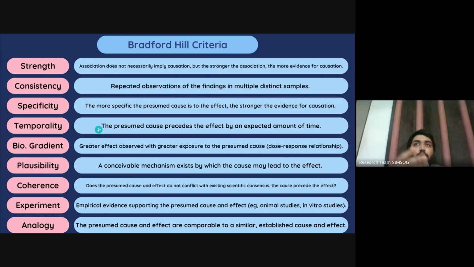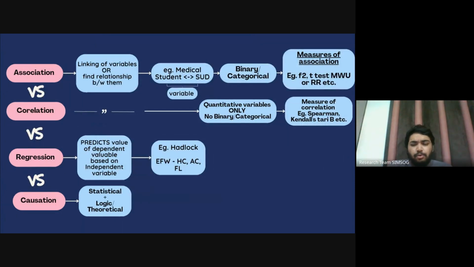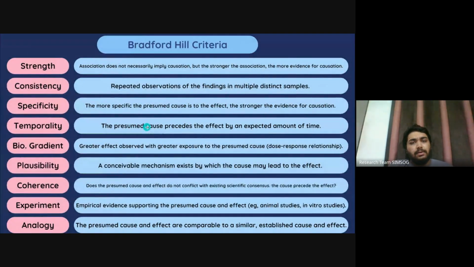Similarly, temporality. Of course, the cause should precede the effect. If preterm labor occurred in a non-smoker, and later on the person starts to smoke, it is not a good point towards causality. Again, that is not a perfect example, but still, if we say that a mosquito bite causes malaria, of course the mosquito bite has to happen before malaria or whatever its symptoms.